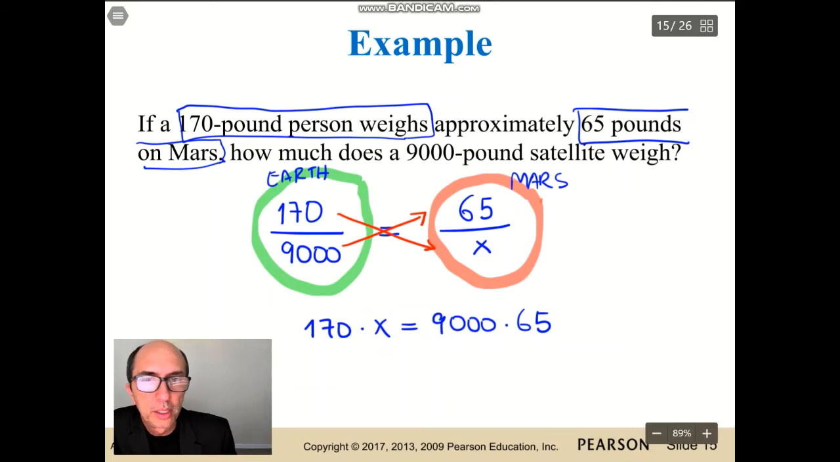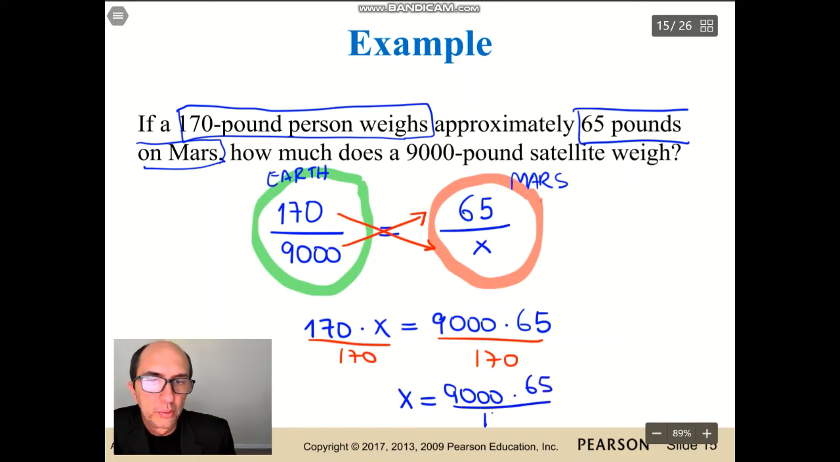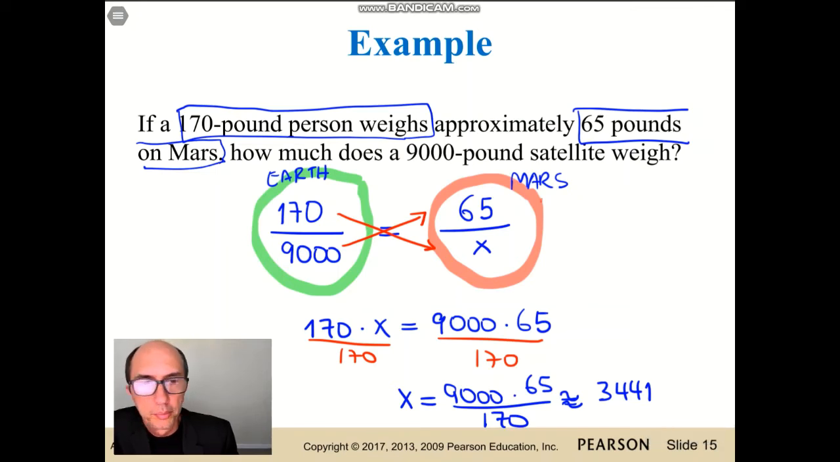Divide both sides by 170 and you have the solution. X equals 9,000 times 65 over 170, which is approximately equal to 3,441 pounds. Okay, so this is an example of a proportion and how to apply the cross multiplication to find the answer for this question.